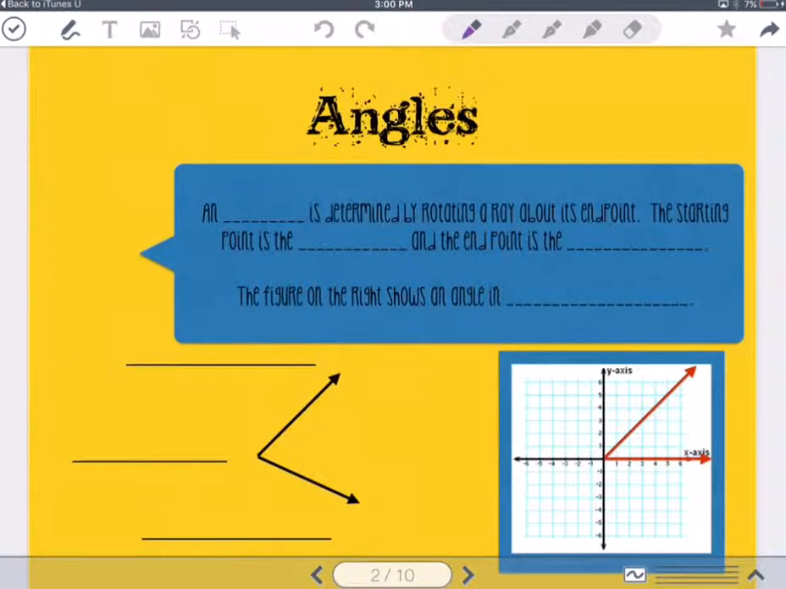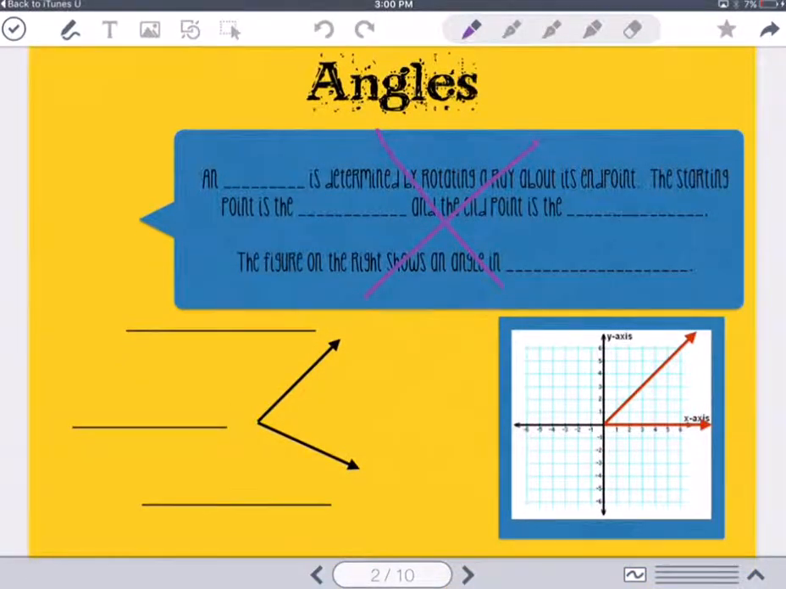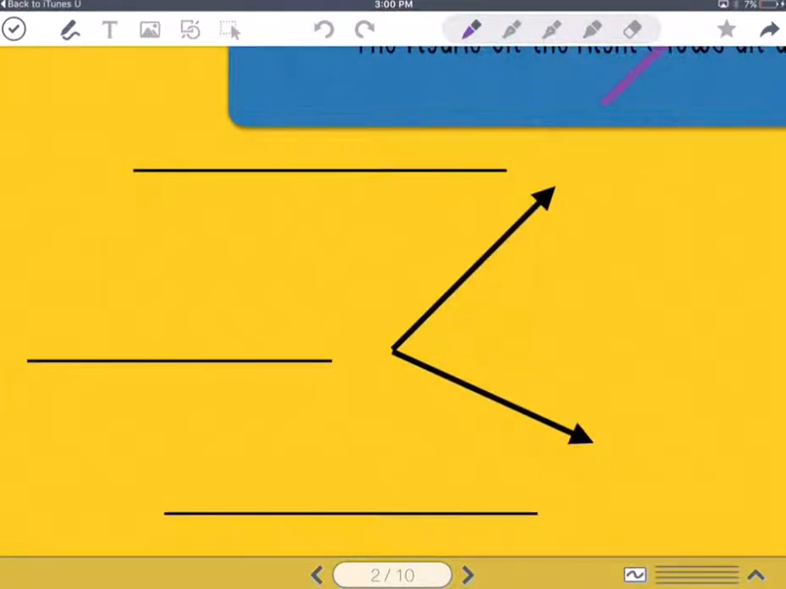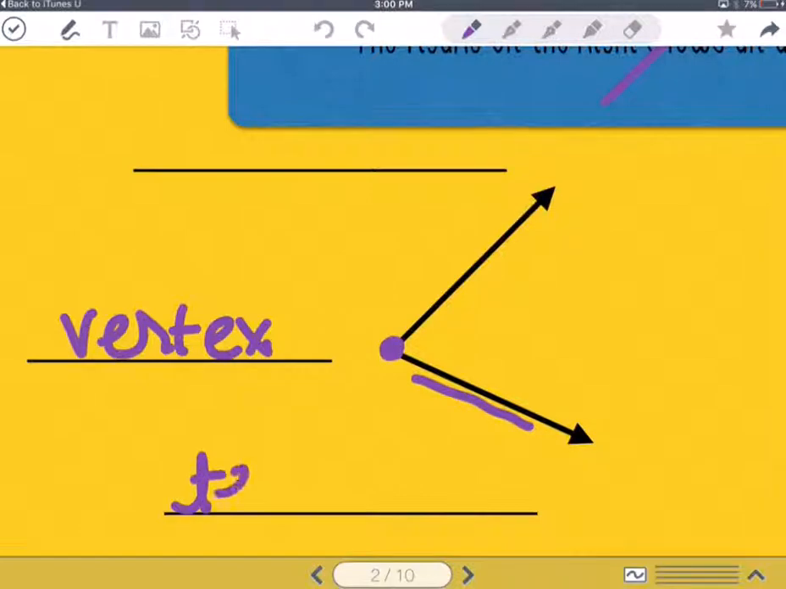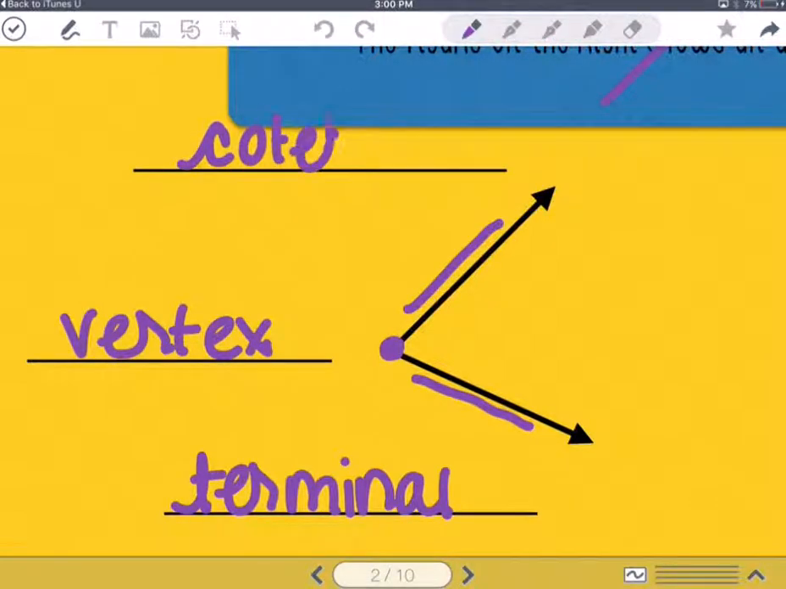You don't really need to worry about this up here, it's just math jargon, but if you look down here, if this is our angle, this point here will be our vertex. This side here will be our terminal side. And this side here is our coterminal side. Alright, so terminal is where it starts, coterminal is where it finishes.